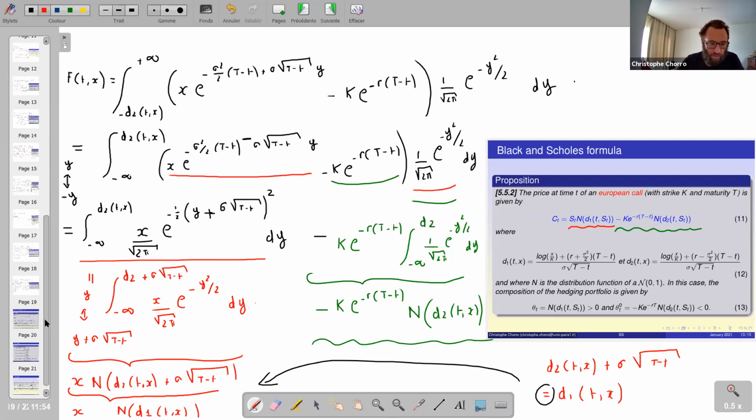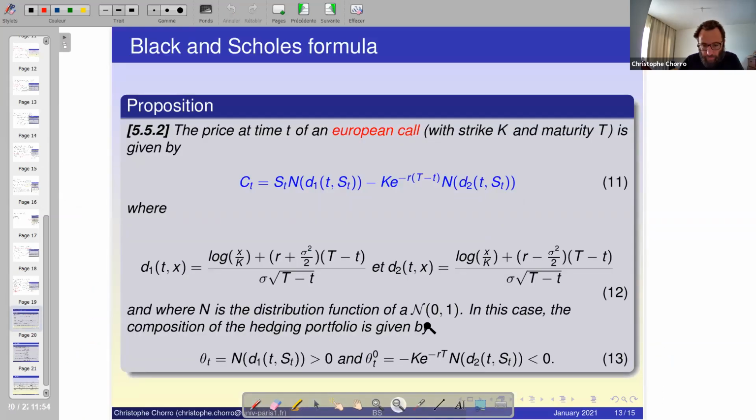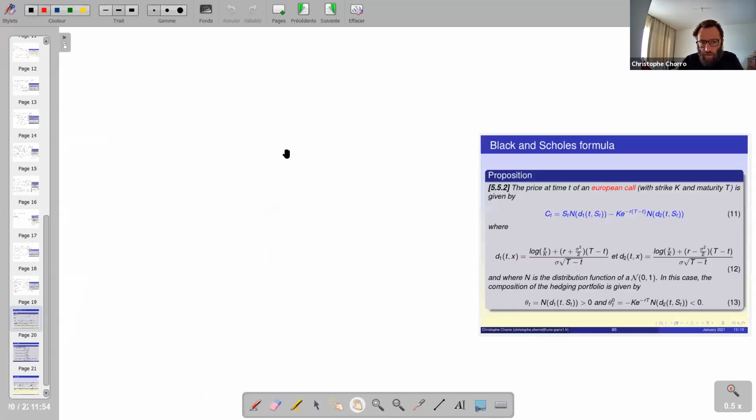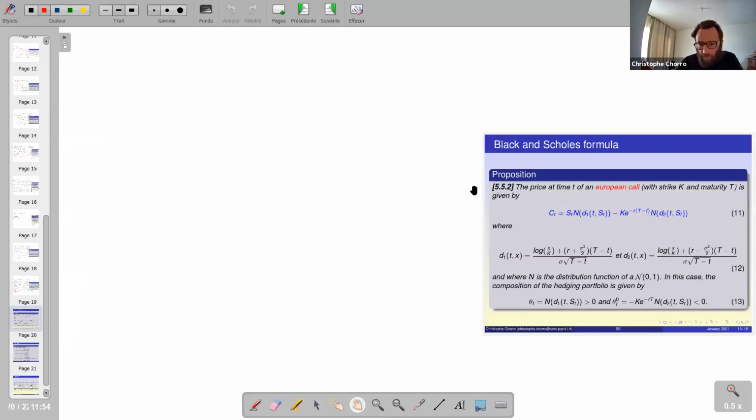So two remarks concerning this. I have done this for the moment. This proposition also gives me the composition of the hedging portfolio.